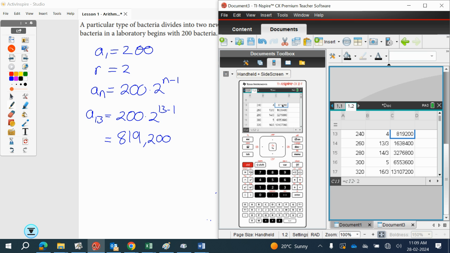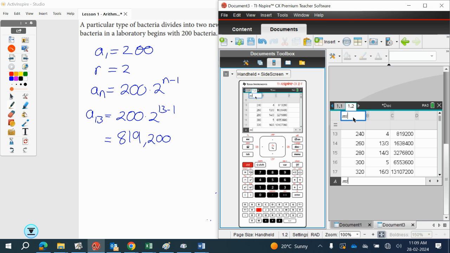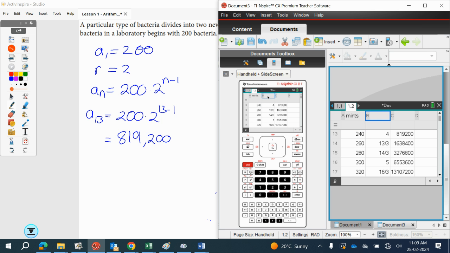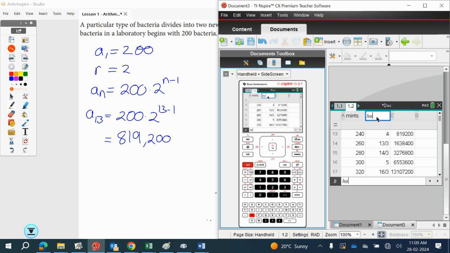So what does 240 mean? Minutes. So this is minutes. You have to be careful not to use a keyword like min because it's minimum. This is hours. And this is bacteria.